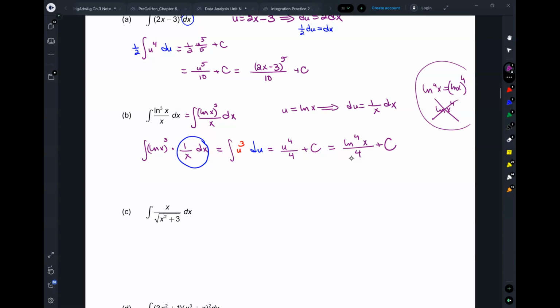Why do you isolate dx on some problems but not others? It depends on what you have left. So after you put in the u, ask yourself, what do I have left over? Here I have all this left over, which I can find it here. But over there, I only had dx left over. So I had to isolate the dx. Okay?